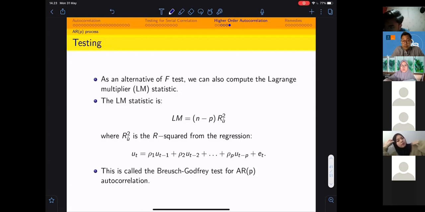Now, what about the testing itself? Yes, we've discussed that we can use the F-test. However, there is an alternative to the F-test, which is the Lagrange multiplier statistic. So you can use the F-test or the Lagrange multiplier statistic. These statistics are all provided by Stata, so you don't have to calculate them manually. However, you need to understand how to interpret the results.